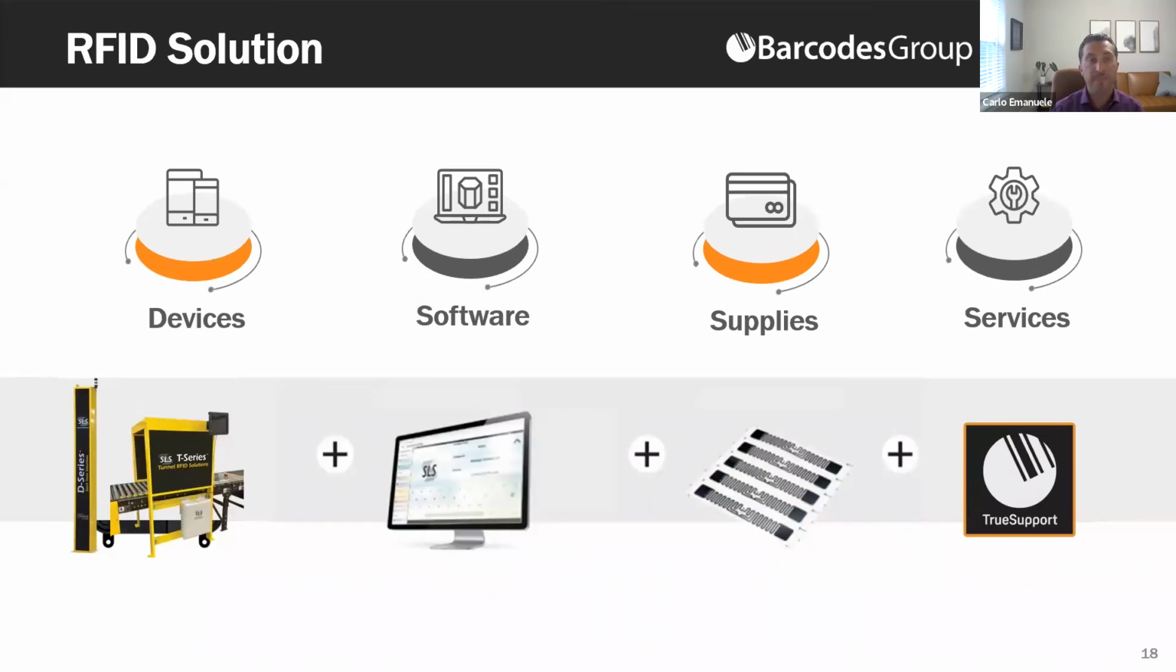Really, to wrap this portion up, when selecting a partner with RFID, it's really critical that you're working with a full solution provider. And for Barcodes, it's really turnkey. You have the devices, which I spoke to earlier, everything from dock door solutions to mobile hardware, proprietary software that enables it, high performance tags and supplies, and again, the service, wrapping the service around it to make sure your implementation is a success.